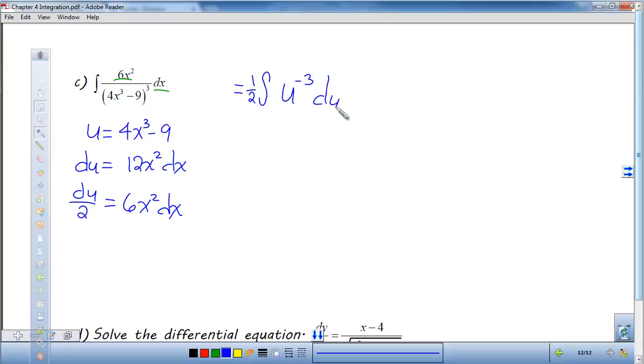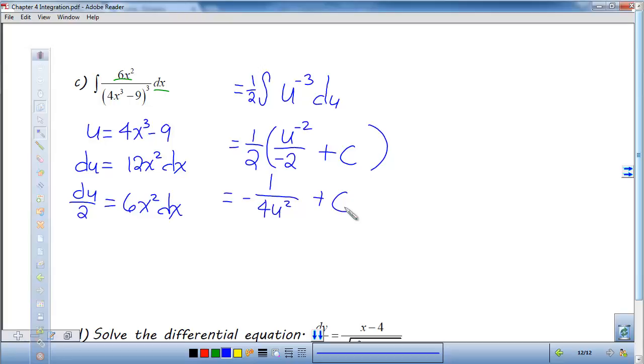And so we can take the integral of this, and we get u to the negative 2, because we're adding 1. We're going to divide by negative 2 plus c. Technically it's like that. And so we get negative 1 over 4 u squared plus c, or negative 1 over 4 times (4x cubed minus 9) squared plus c.